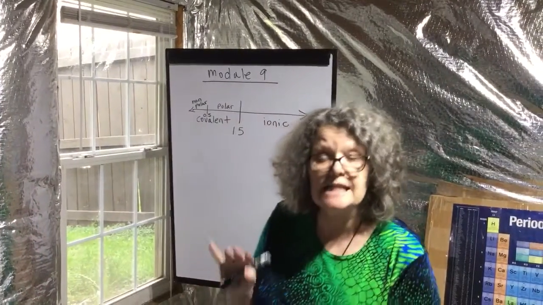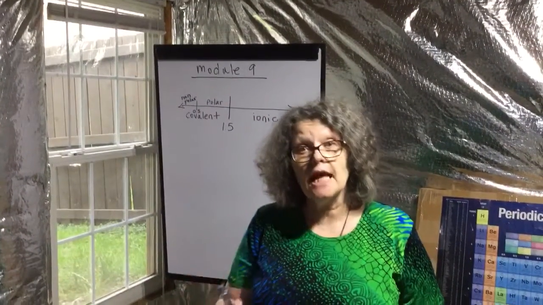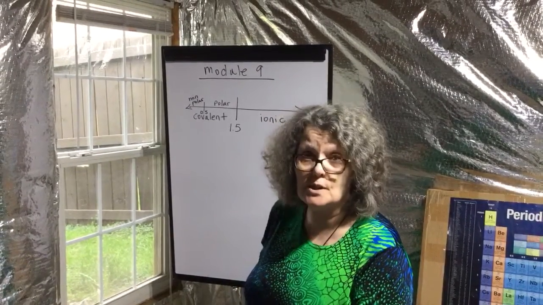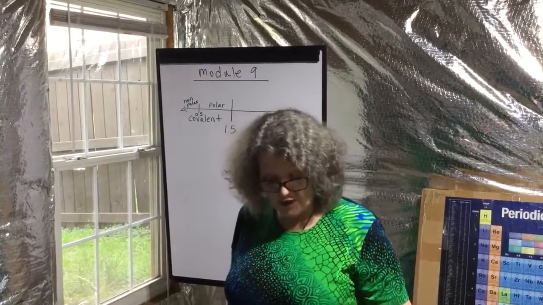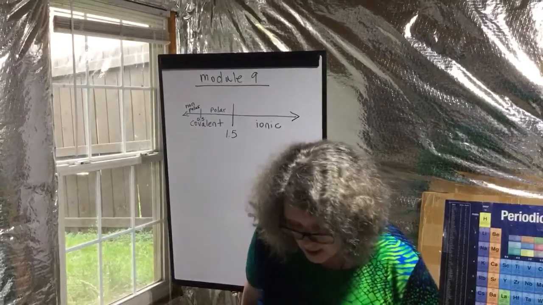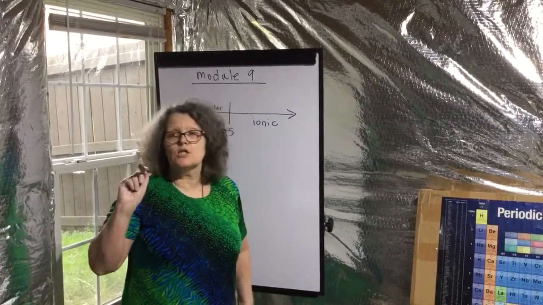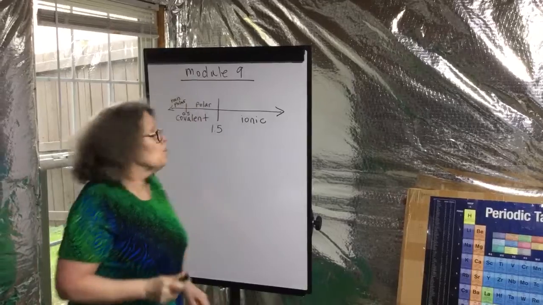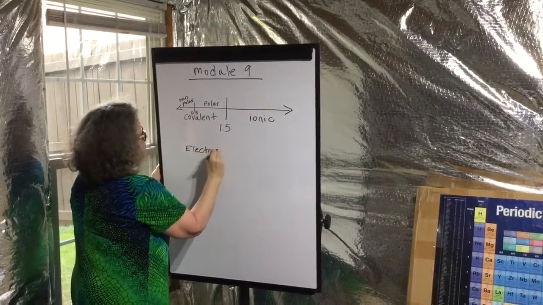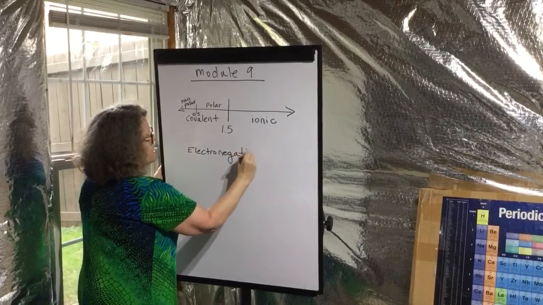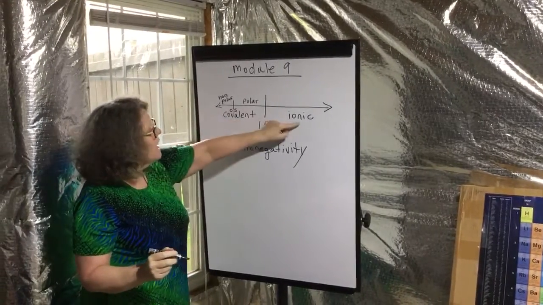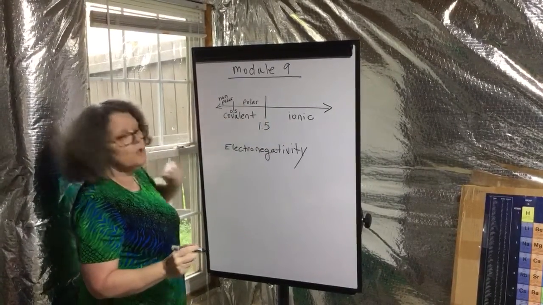This is the last video for Module 9. The last topic in the book is about polar and covalent molecules. That means they're covalently bonded compounds. Now, remember when I talked about electronegativity and how important it is? We can use the property of electronegativity and we can predict if something is covalent or ionic, and if it's covalent, if it's polar or nonpolar.